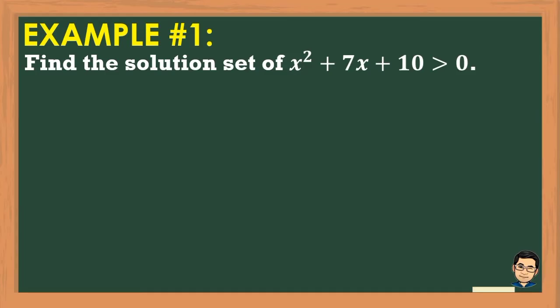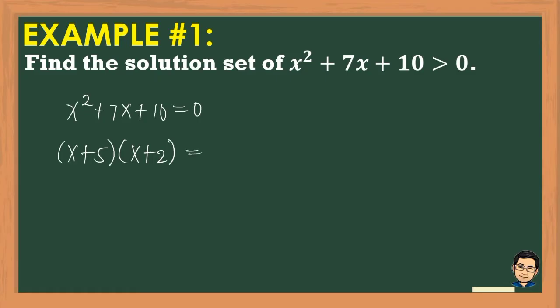Sulat lang po natin ulit yung equation, x squared plus 7x plus 10 equals 0 na po, kasi tinransform natin po siya into equation. And then, we factor x squared plus 7x plus 10 is equal to 0. What are the factors of 10 that when added will give a sum of 7, the coefficient of the middle term? Yung mga factors po ng 10 ay 5 and 2. So, we write it as x plus 5 times x plus 2 is equal to 0.